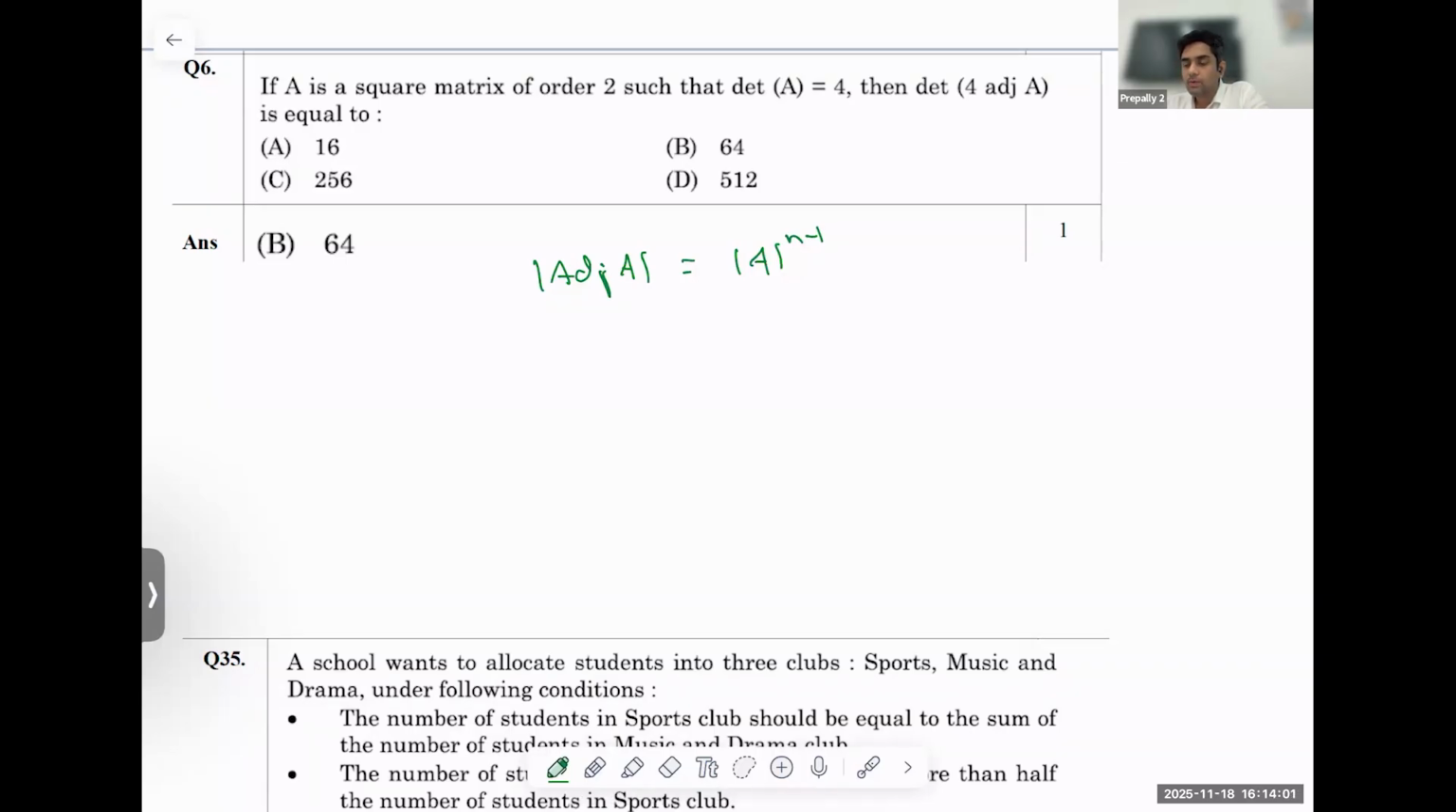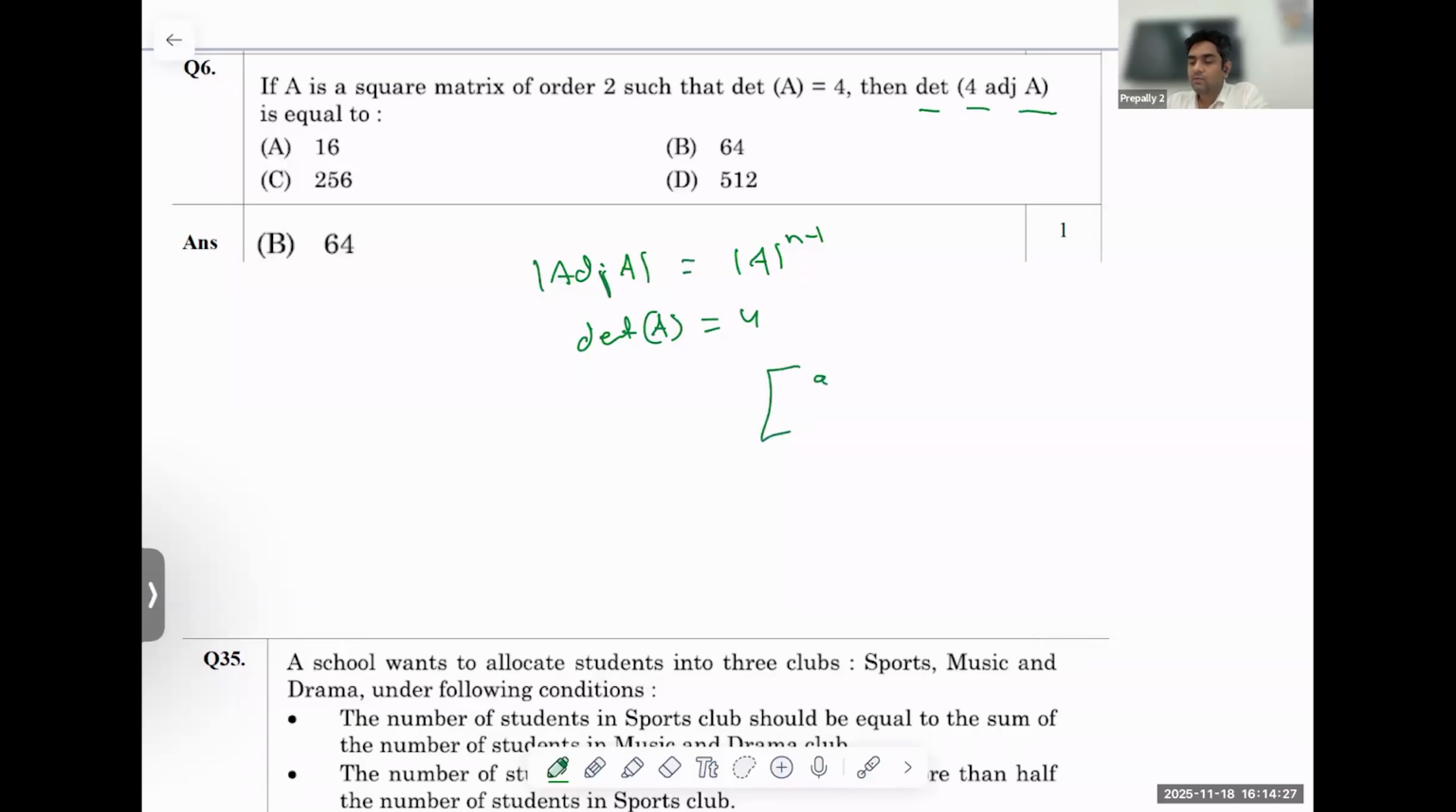Where n is the order of the matrix. So it's given that det of A is 4. Now we have to find out det of 4 adjoint of A. Because adjoint of A is a matrix, that's not a determinant. In a matrix, when you multiply with a scalar, you multiply every element.